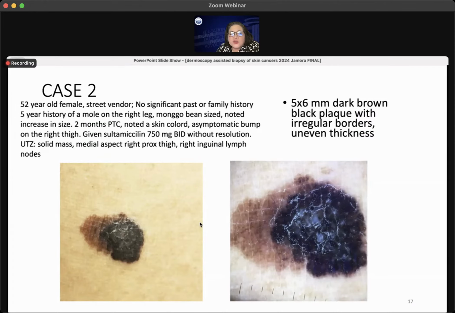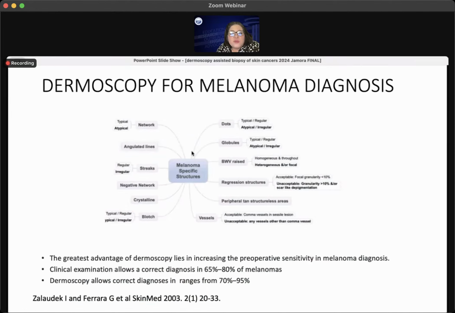So clearly it's a melanoma. Even clinically, you know that it's a melanoma. So these are the melanoma-specific structures that have been identified. The greatest advantage of dermoscopy lies in increasing the pre-operative sensitivity of melanoma diagnosis.